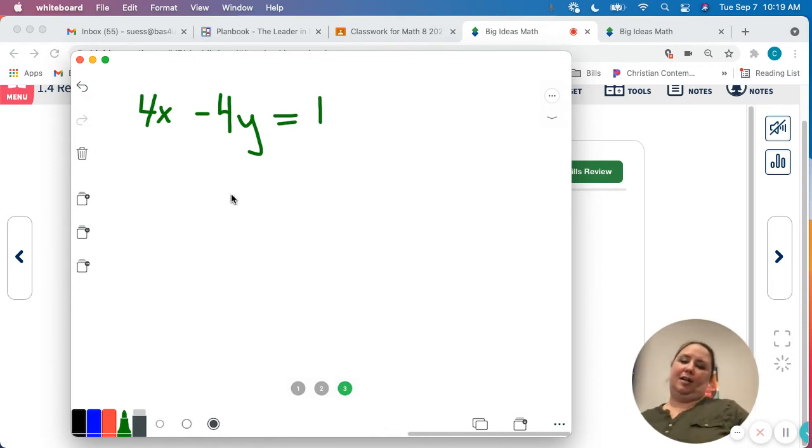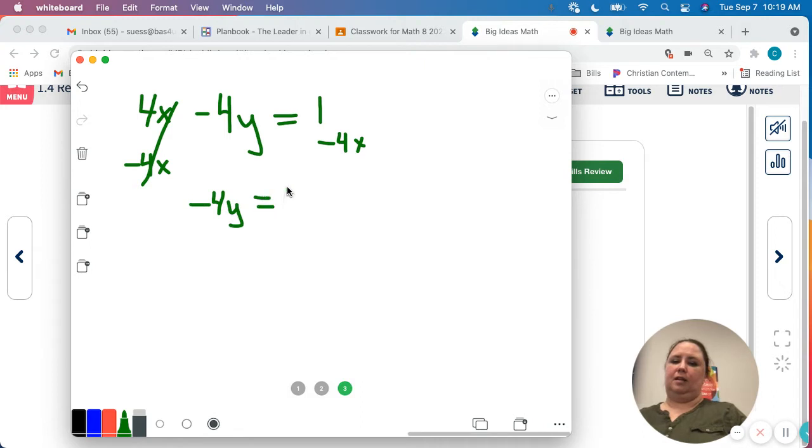Okay, so again, we're solving for what variable? Solving for y. Okay, so what is this, a positive 4x or a negative 4x? Positive, because there's nothing in front of it. So to move it, we subtract. So minus 4x, because it was positive, so we're subtracting. So that's gone. This negative stays with that 4, so negative 4y is still here. Okay, and then I just have 1 minus 4x.